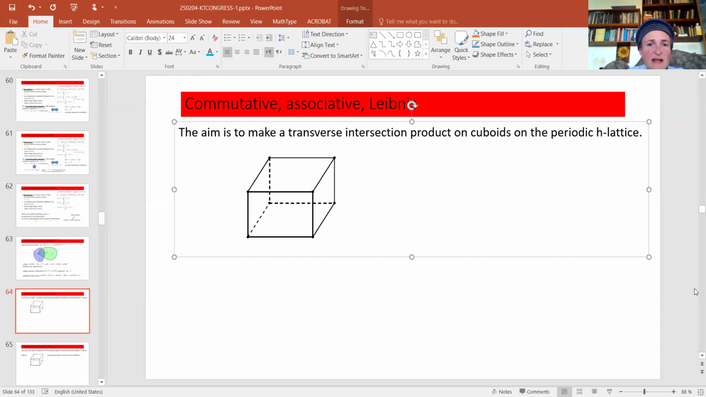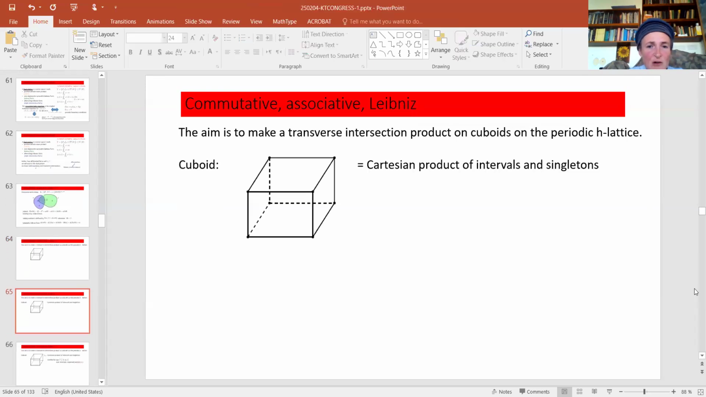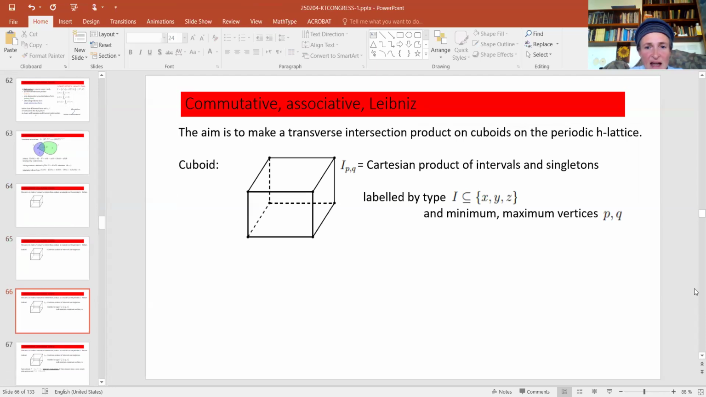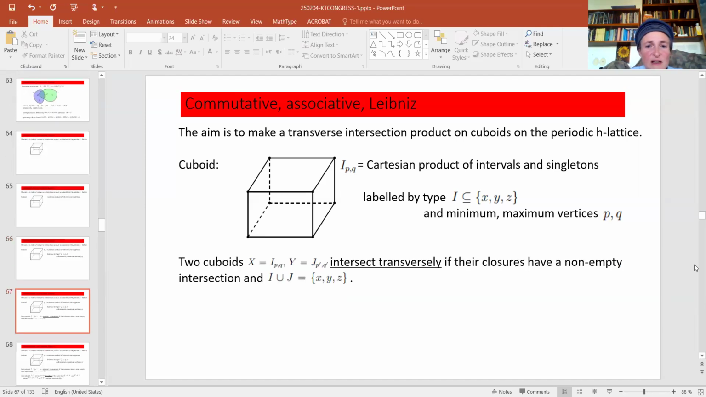Okay, so let's make a transverse intersection product on cuboids. So a cuboid means the classical definition, a Cartesian product of intervals. The intervals may also be of 0 length, singletons. So then you would have a degenerate cuboid, but it would still be of whichever dimension you desire. And its type will be labeled by the directions in which it has some size and the minimum and maximum vertices.